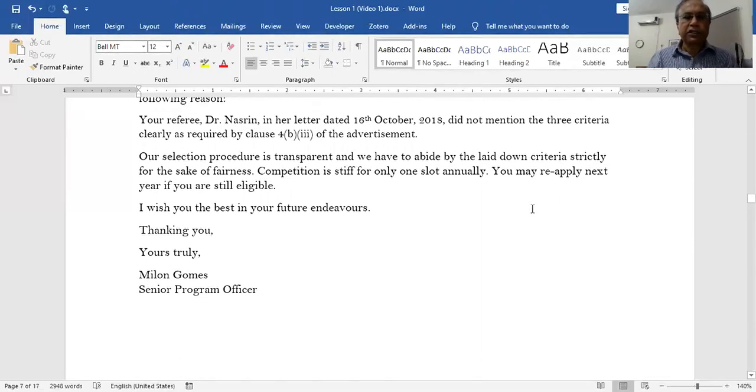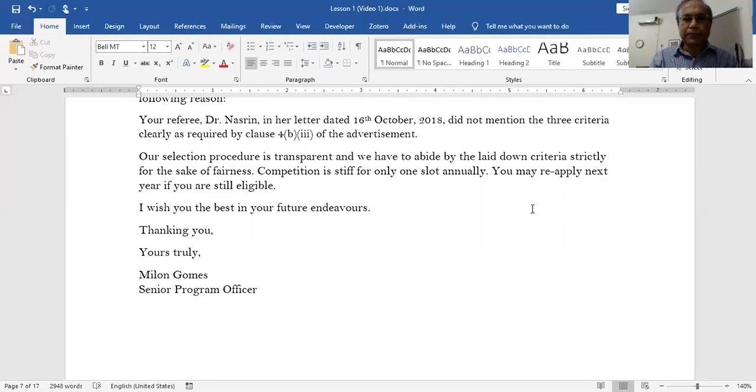Our selection procedure is transparent, and we have to abide by the laid down criteria strictly for the sake of fairness. Competition is stiff for only 1 slot annually. You may reapply next year if you're still eligible. I wish you the best in your future endeavors. Thanking you, yours truly, Milan Gomes, Senior Program Officer.